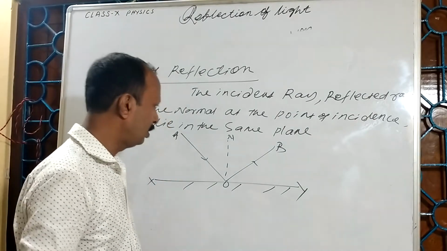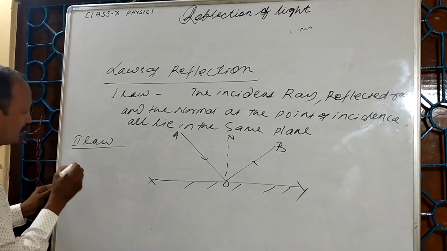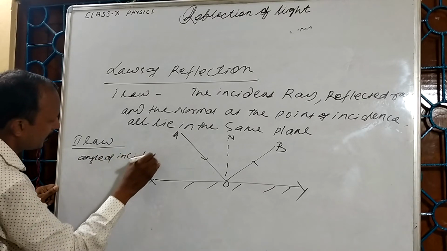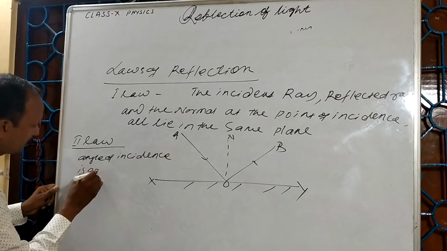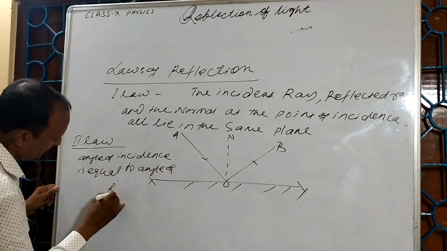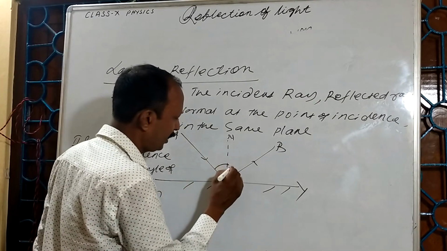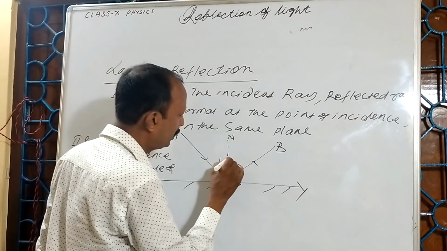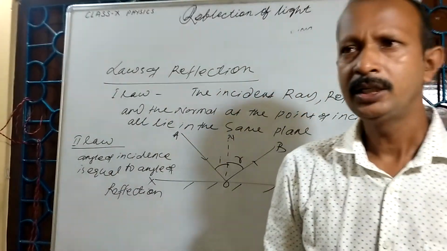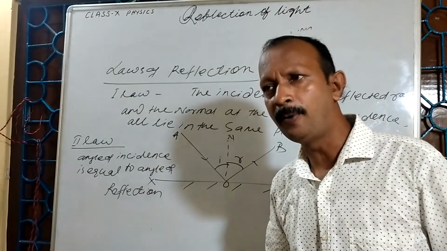What about the second law? Second law. Shortly I can say that angle of incidence is equal to angle of reflection. That means this angle of incidence is equal to angle of reflection. Okay, so in case of the plane mirror, you can find easily angle of incidence is equal to angle of reflection.